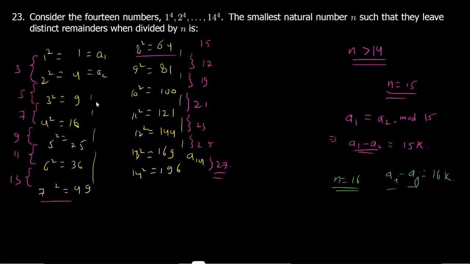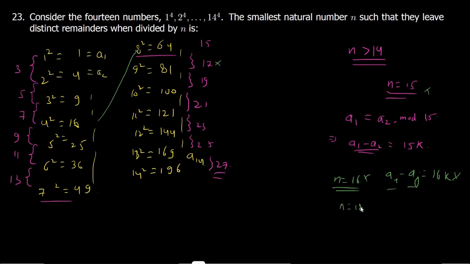So let me find two such pairs. So 3 square and 7 square, their difference is how much? Their difference is a multiple of 4 square, are we sure? Let's take 4 square and 8 square. And yes, 4 square and 8 square, their difference will for sure be a multiple of 16. So this is out of the picture. Similarly, we can reject. So we rejected 15, we rejected 16, we rejected 17.